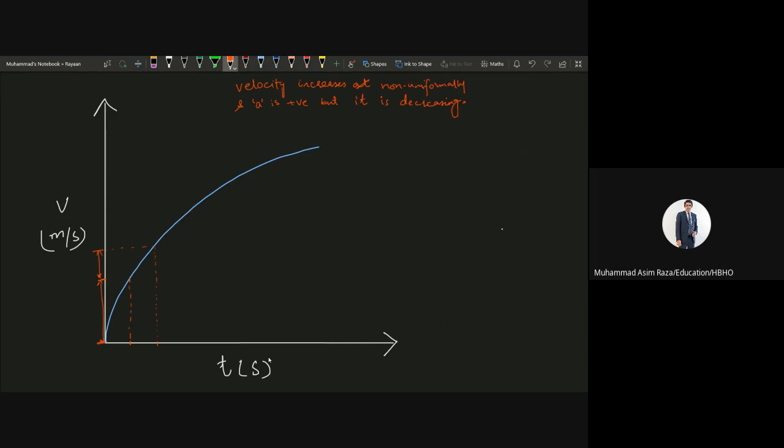So when your graph becomes a horizontal line like this, let's say this is point X. We say that after point x, v is constant, and acceleration is 0. You understand that?